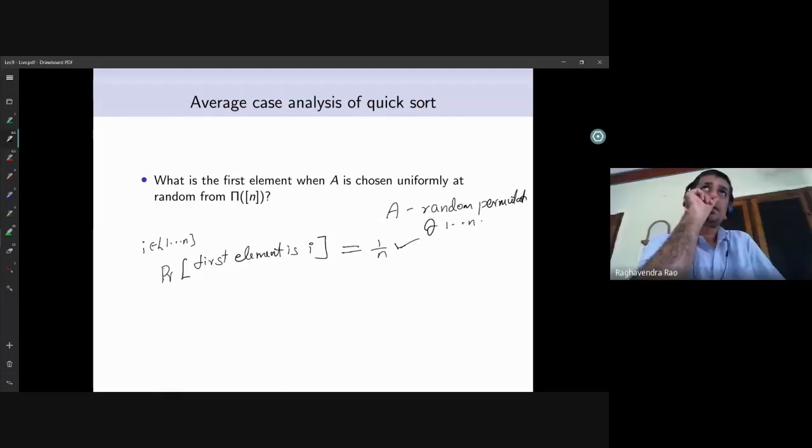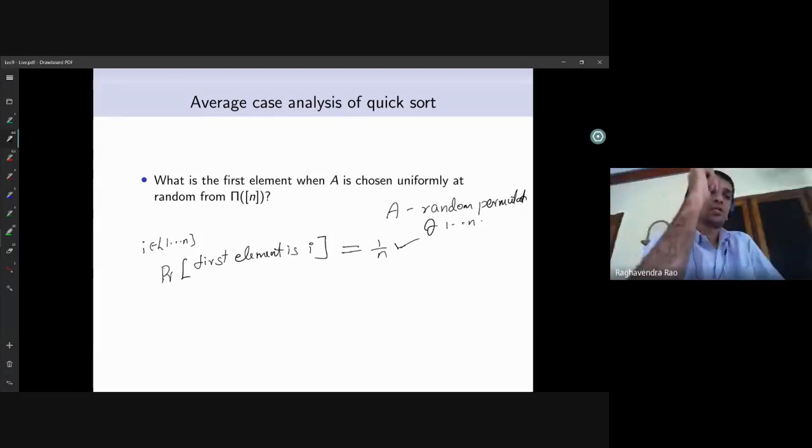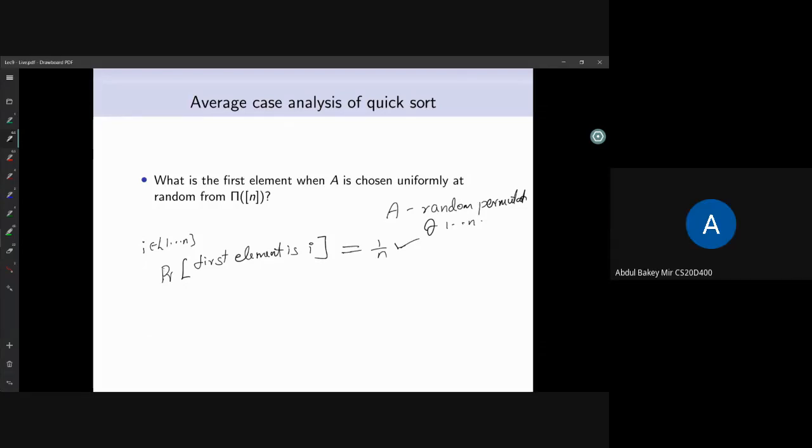We should show the computation of the probability. Because there are a total of n factorial ways we can arrange, and out of them, in n minus 1 factorial ways that element will come at the first place. Very good. That's the right answer.